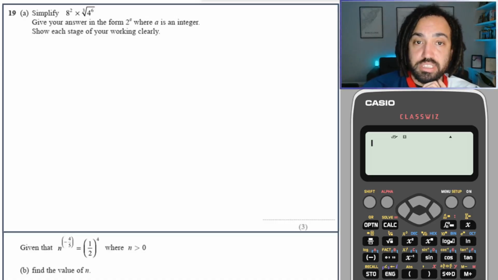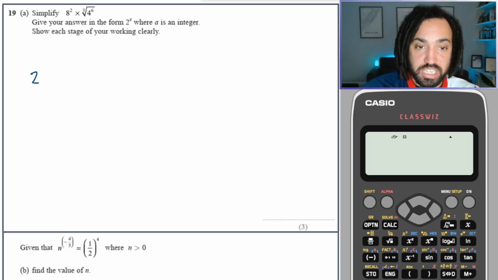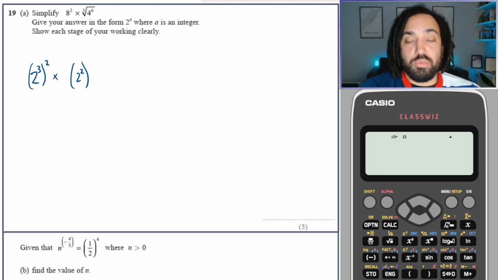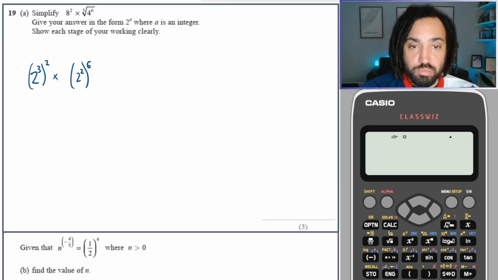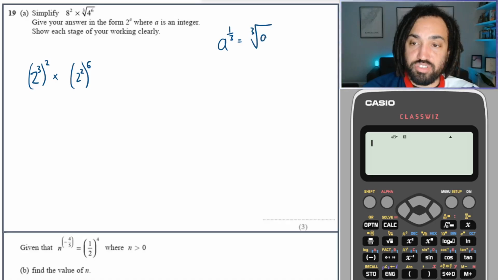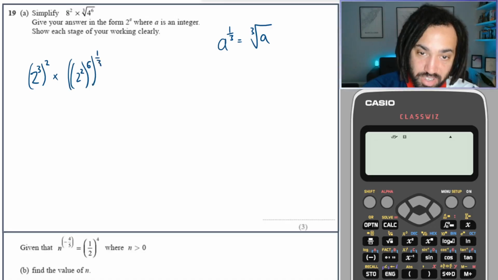Okay, tricky question here, but I can see that all the bases are powers of 2. So I can change 8 into 2 cubed. And I can change 4 into 2 squared. Which is then raised to the power of 6, which is then cube rooted. And that's a new one. Well, the cube root is the same as raising it to the power of a third. So instead of cube rooting, I could raise that to the power of a third, like so.